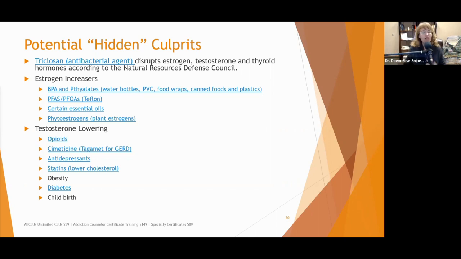Other things that increase estrogen: BPA and phthalates, which are found in water bottles, PVC pipes, food wrapping. Oh, I didn't like that when I heard it. The stuff they wrap your meat in, or any of those plastics that they use to wrap. Canned foods. Did you know that? They line cans, especially acidic foods like tomato paste. They line those cans with BPA to prevent the acid from the food from deteriorating the can.